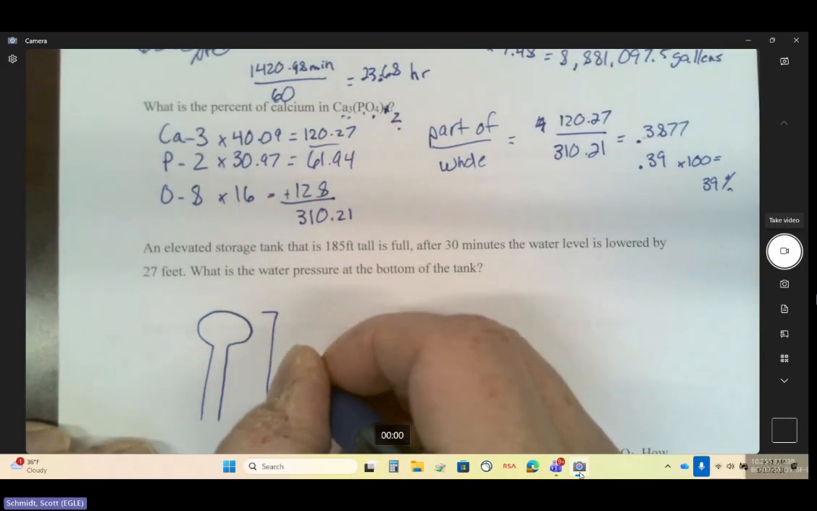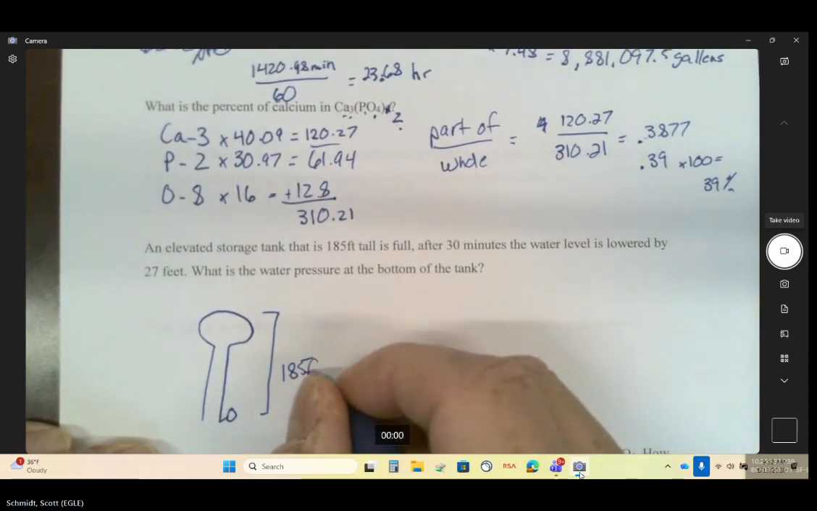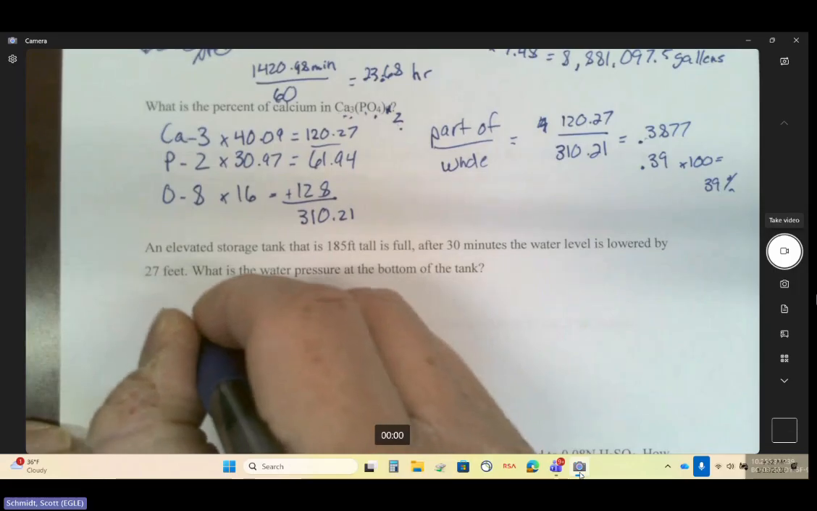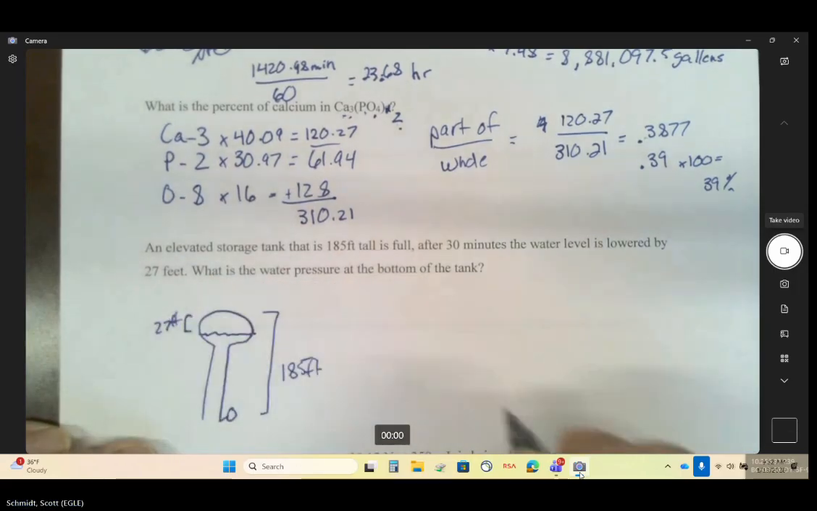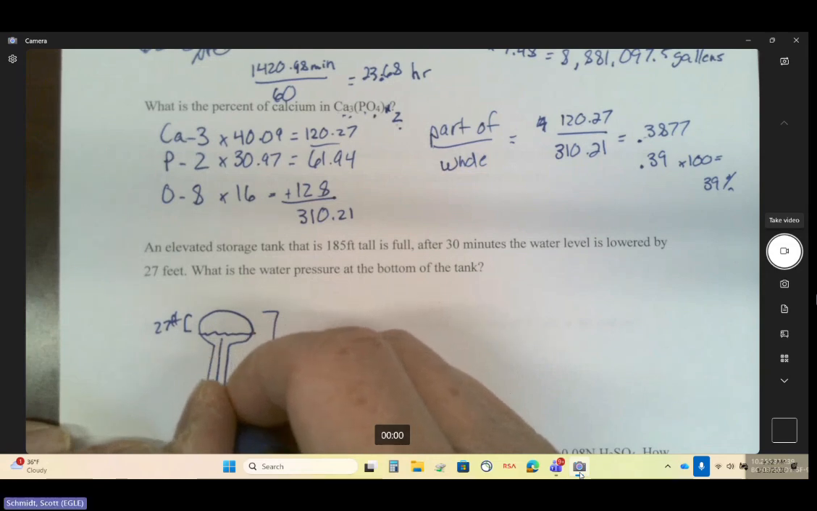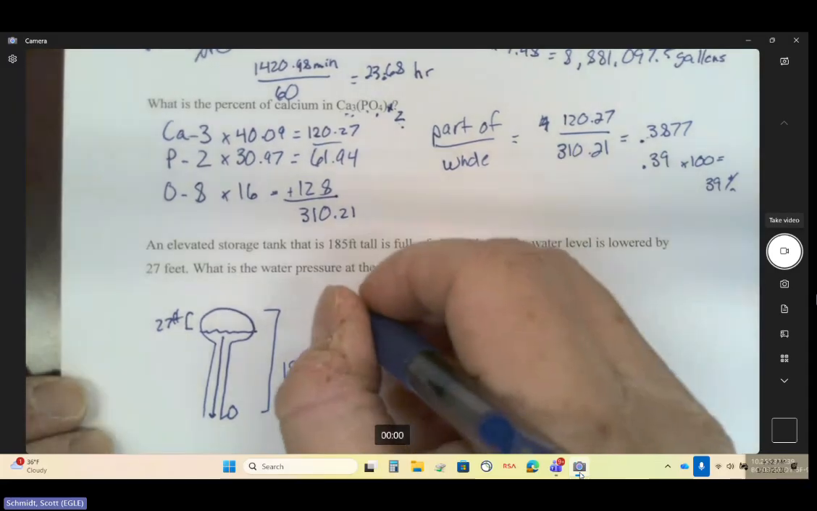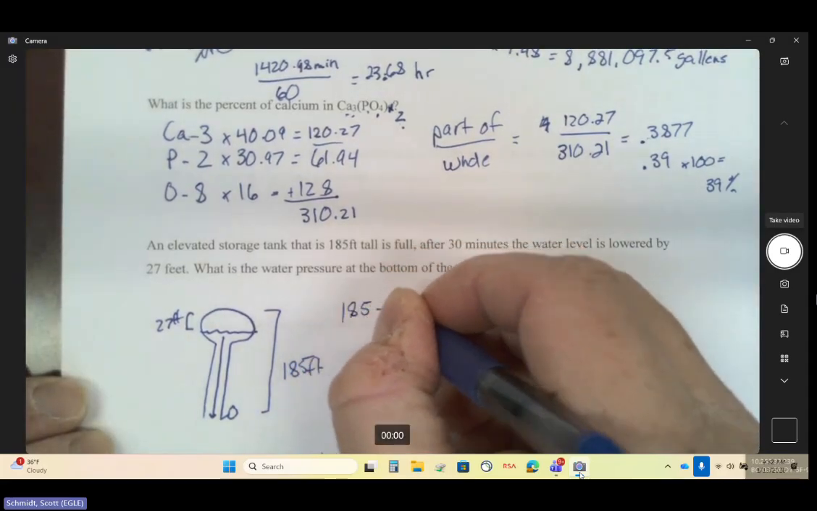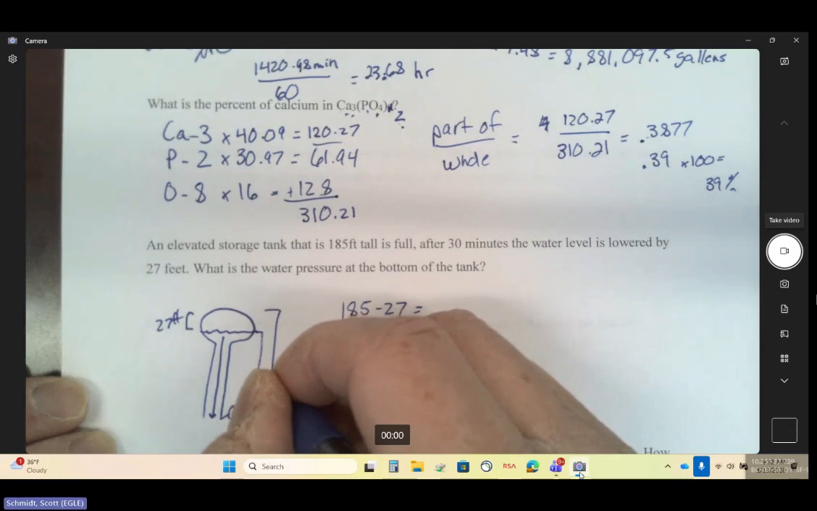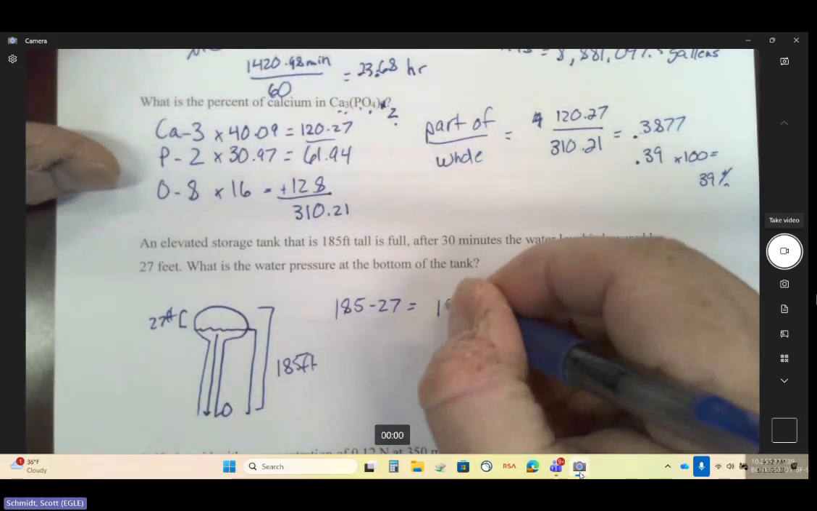So this is 185 feet. This is a static pressure hydraulics, and it was lowered by 27 feet. So the height of water is what determines our pressure. Well, the water is not 185 feet tall no more, is it? It is 185 minus 27, because we're looking for this height to get us our pressure. So 185 minus 27 gives you 158 feet.